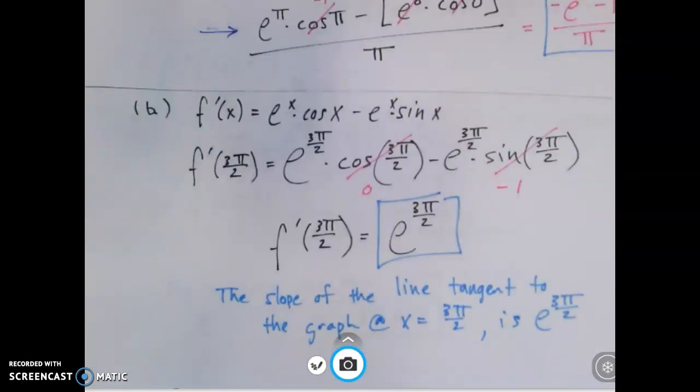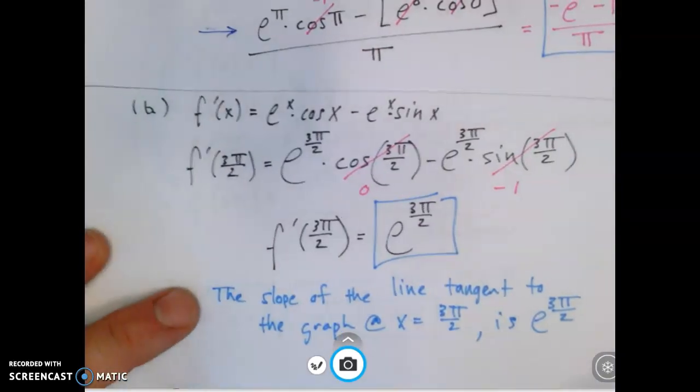Okay, part B. I lost a point on this actually when I did it the first time, and I'll show you what I did at the end. What is the slope of the line tangent to the graph of f at x equals 3 pi halves? So we take the derivative.